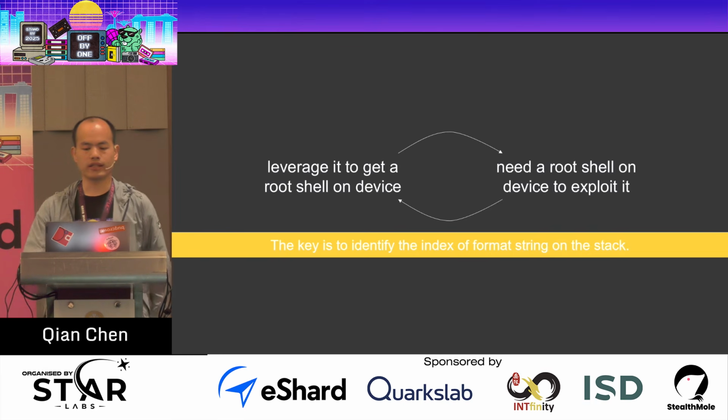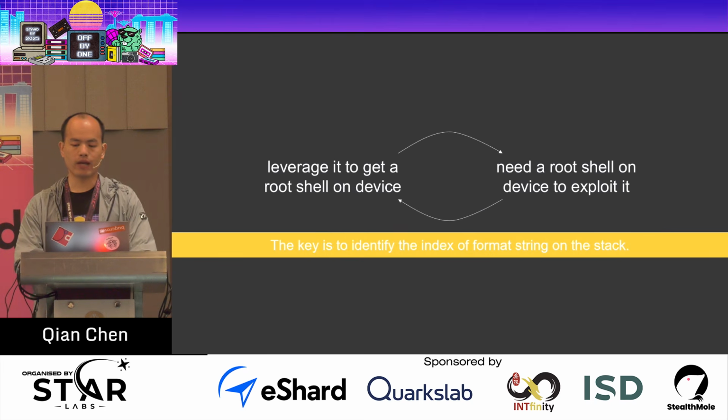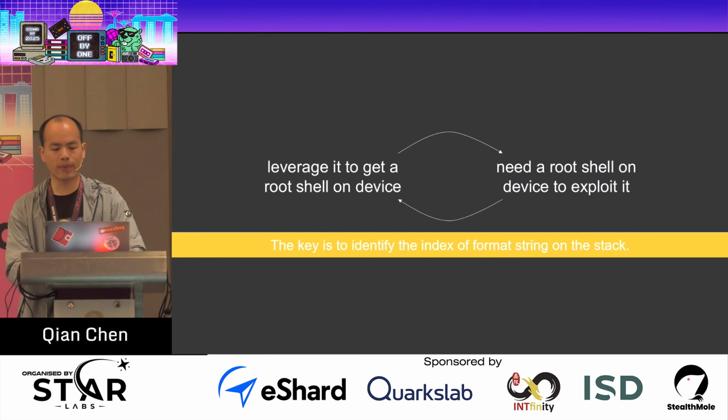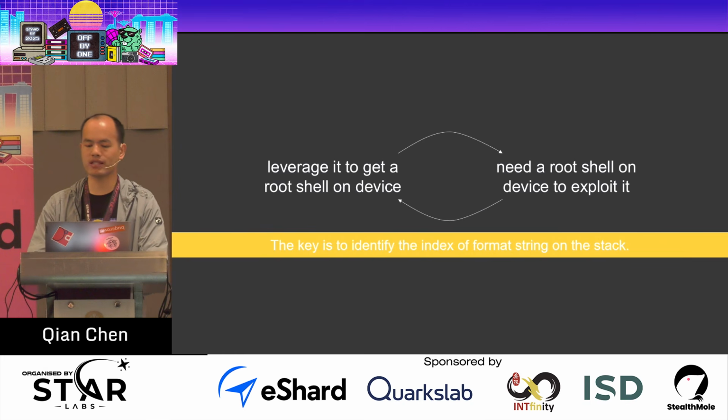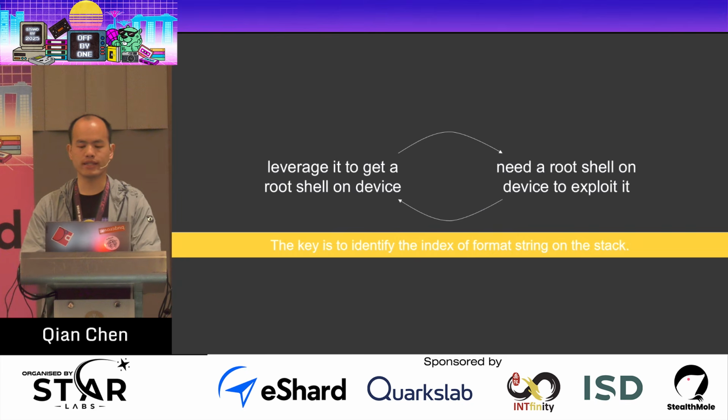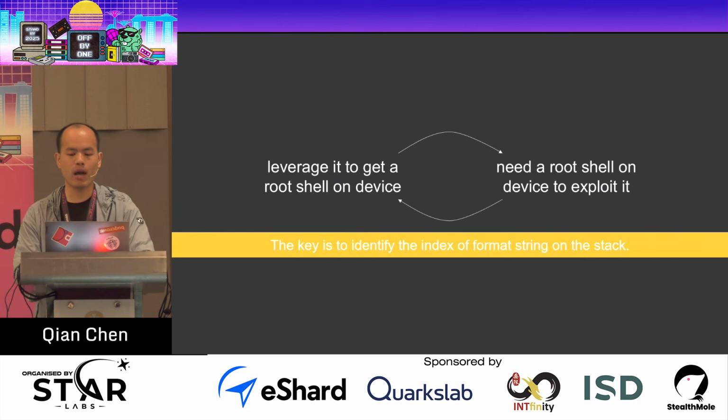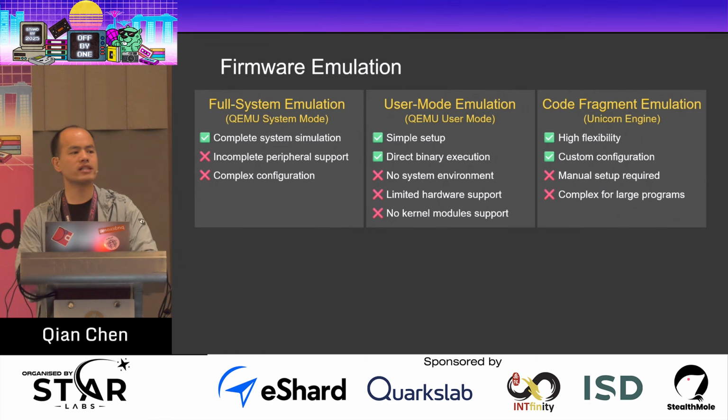Format string vulnerability is typically straightforward to exploit, and we can leverage this vulnerability to obtain a shell on affected devices. However, developing a workable exploit typically requires a test device with shell access for debugging and analysis. In general, to exploit it, the key is to identify the correct index of the format string on the stack. This is where firmware emulation comes into play, as it provides us with the debugging environment we need without requiring physical device access. Firmware emulation is a common technique in embedded security research.